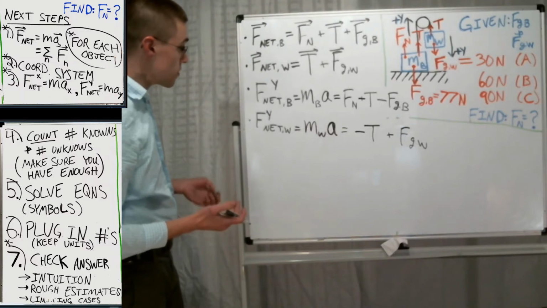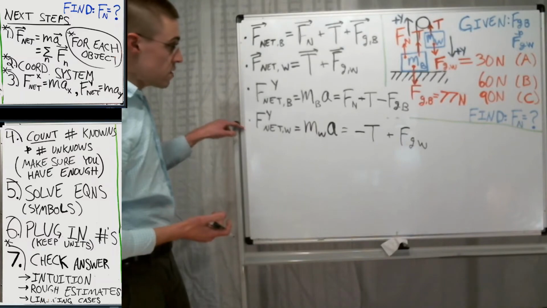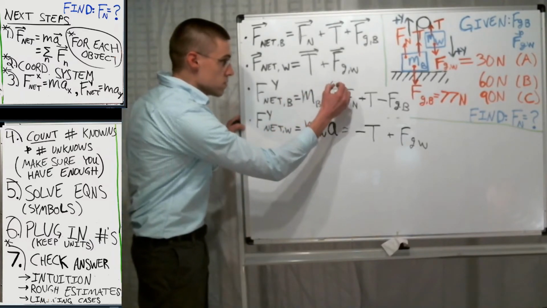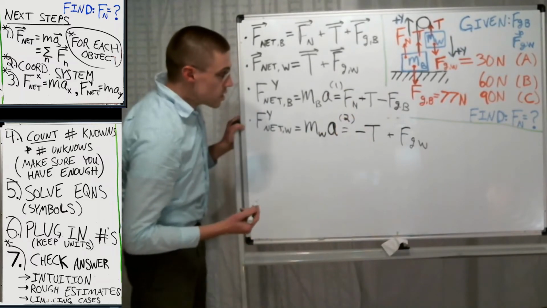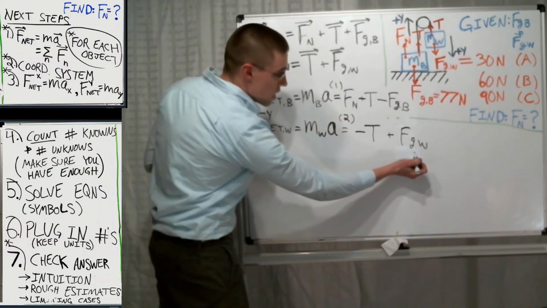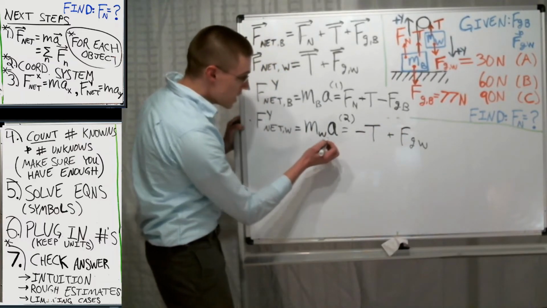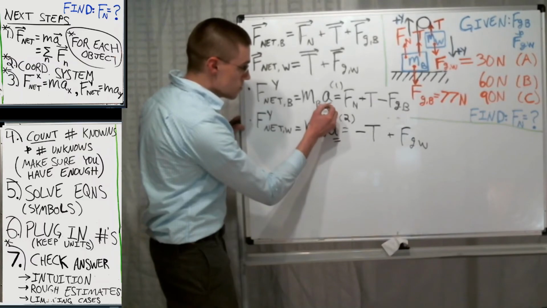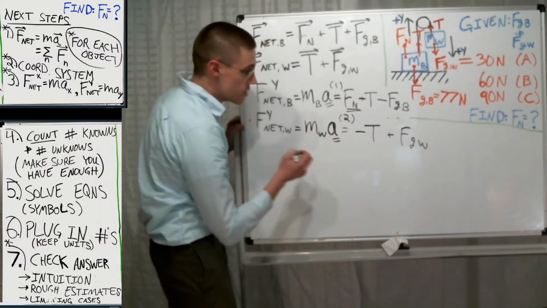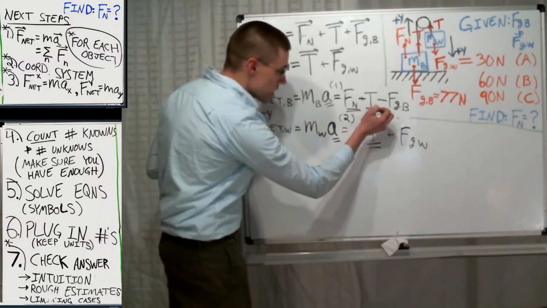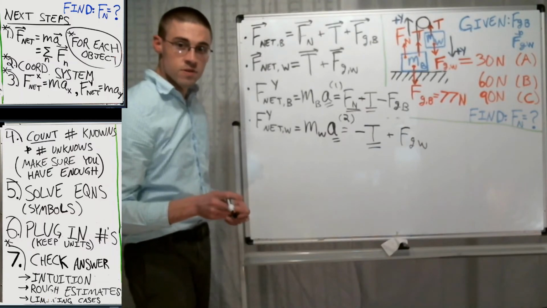Let's count the number of equations I have and the number of unknowns. So I have 1, 2 equations. I'll label them 1 and 2. And I have, well, let's see. This is known. The acceleration, that's unknown. The normal force here, that's unknown. That's what we're asked to find. And the tension force there, that is also unknown. So we have 2 equations, and we have 3 unknowns.